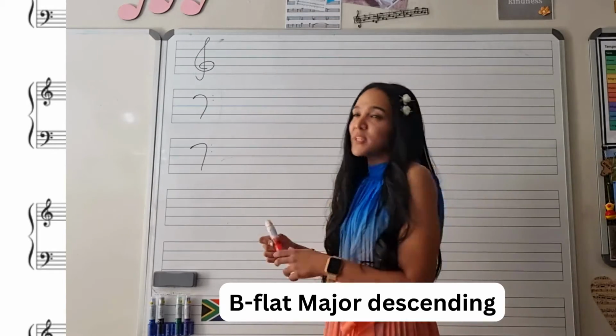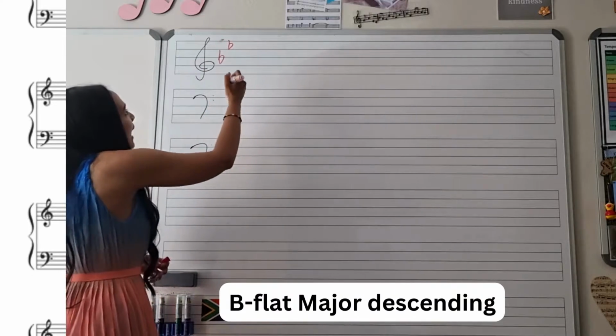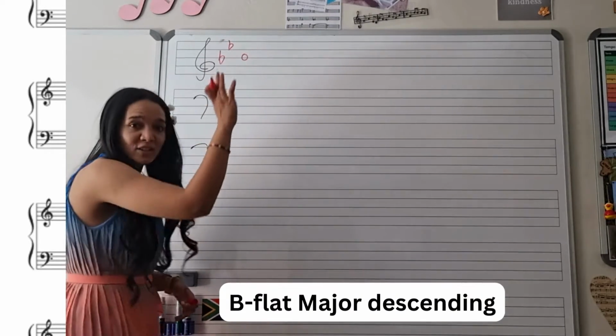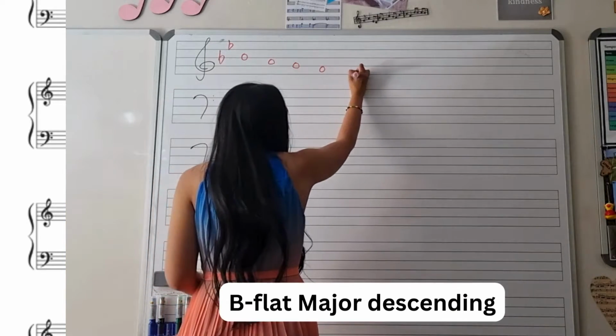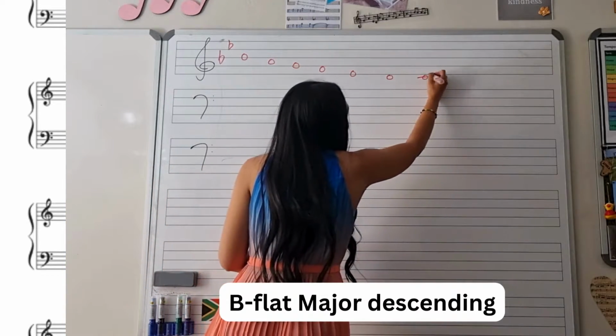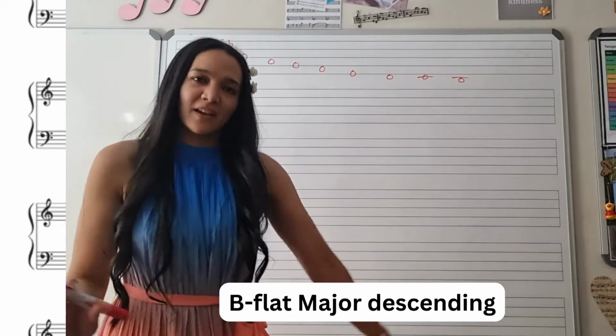So we have to put in our key signature first. B flat major has 2 flats, B flat and E flat. And then I'm going to go ahead and start here. You can start an octave higher. And then we go our 8 notes down. Space them out nice and evenly because you do have a nice long stave line to work with.